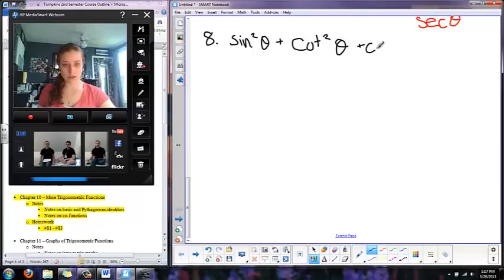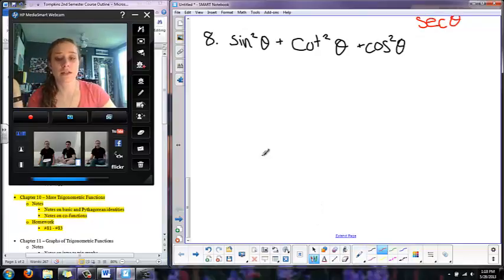plus cosine squared theta. So a lot of kids in your class had a little bit of difficulty with this because I see sine squared theta and cosine squared theta, and they're not right next to each other, but it doesn't even matter that they're not right next to each other because sine squared theta plus cosine squared theta is equal to 1. So this is really just 1 plus cotangent squared theta.